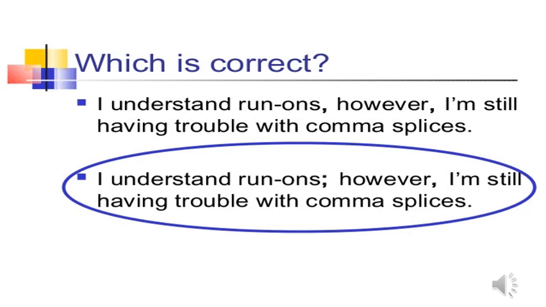We have two sentences here. The question is, which is correct? I understand run-ons. However, I am still having trouble with comma splices. The second one: I understand run-ons; however, I am still having trouble with comma splices. The second one is correct. We use a semicolon before the conjunctive adverb however, and a comma after it.